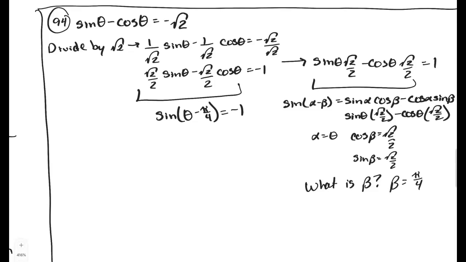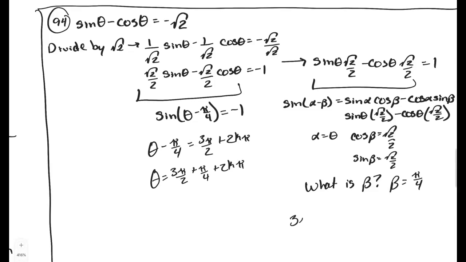So we have sine of theta minus pi over 4 is equal to negative 1. Okay, well, where do I get a negative 1 for the sine, which is the y coordinate? That value happens at 3 pi over 2 plus 2k pi for k integer. So theta is going to be 3 pi over 2 plus pi over 4 plus 2k pi.